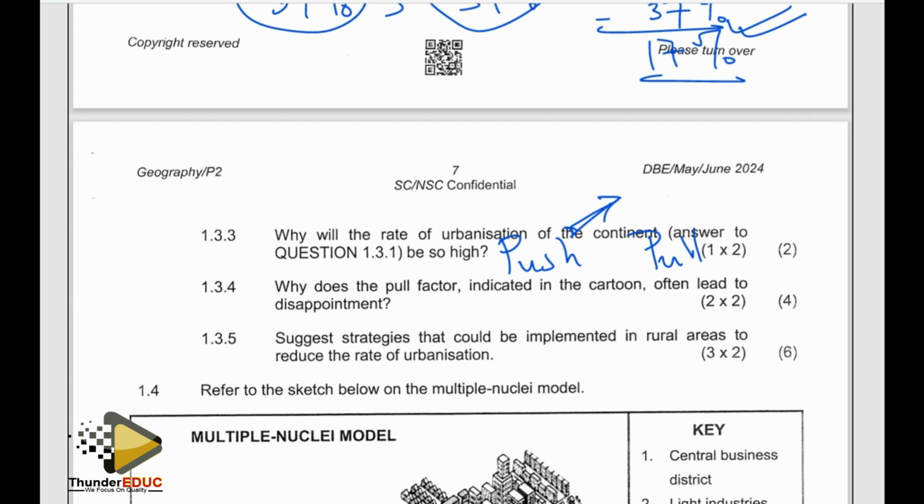You can talk of things like lack of employment opportunities in rural areas. There are limited employment opportunities in the rural areas. It's a push factor that will force people to want to go to cities and towns in Africa so that they attain a better life. Like what that figure is thinking about, better jobs in the city. So it means in the rural area, there will be a lack of employment opportunities. Or we can also look at it from the side of a decline in agricultural production.